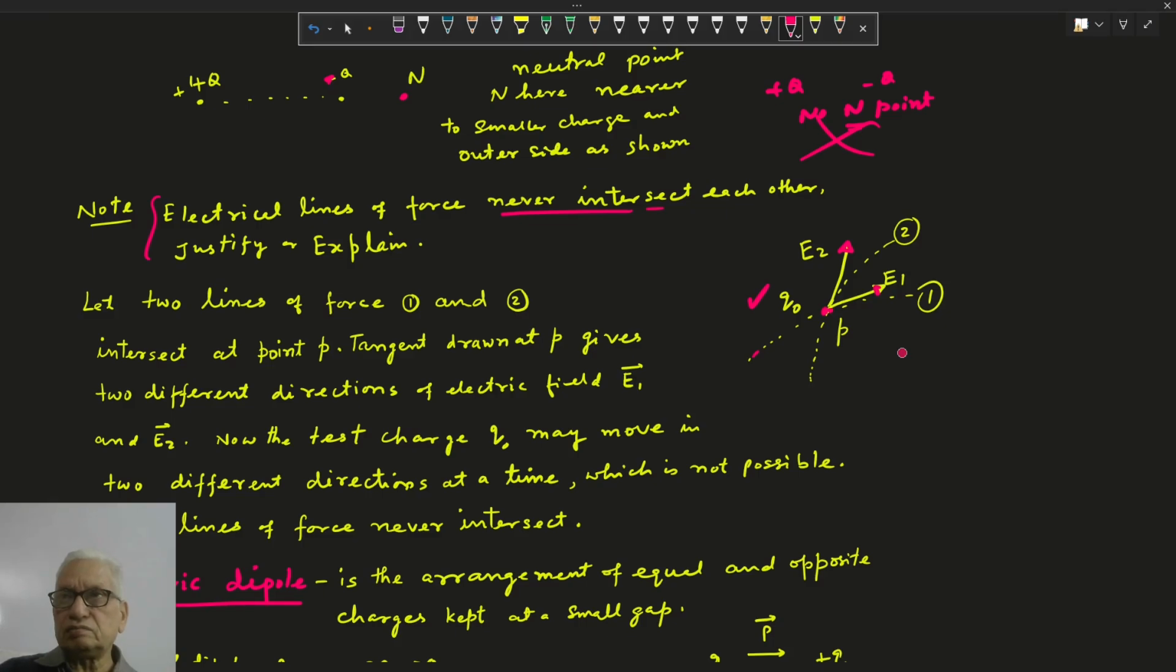So there are two directions possible of force at a single point. They will tend to move both directions. It is never possible. Test charge एक बार में एक ही direction. It means not possible. A test charge at the same time cannot move in different directions. Never possible. Means here lines of force also never intersect. ये possibility जाएगी जो possible ही नहीं. Means lines of force they never intersect.